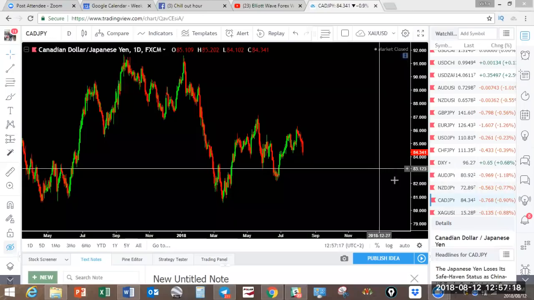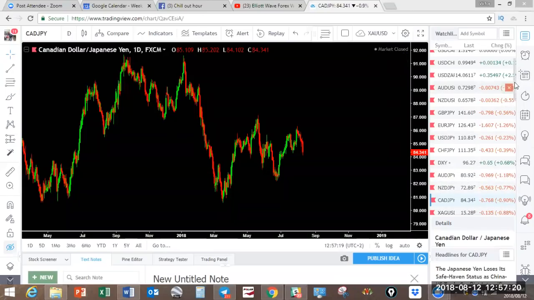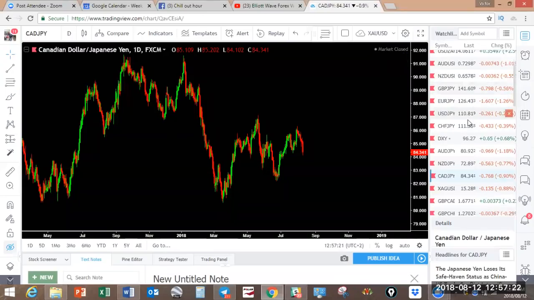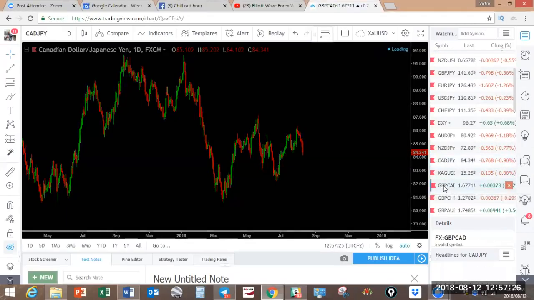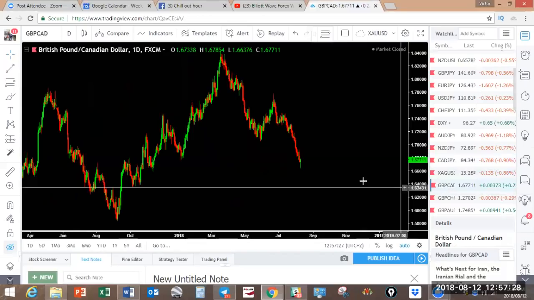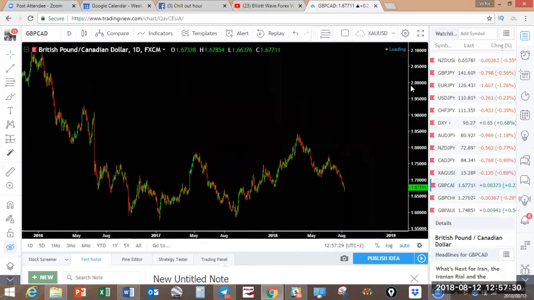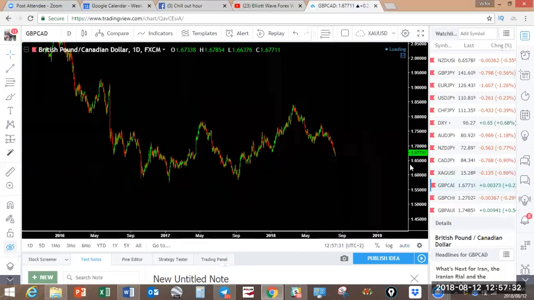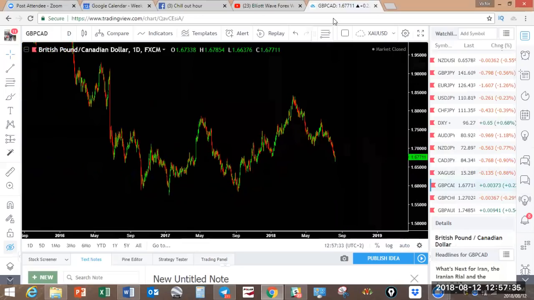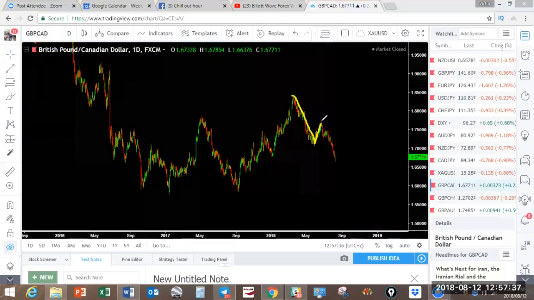All right, so that's all the yen pairs. Now let's look at the pound pairs. Look at pound CAD. Pound CAD has been very easy to trade. Okay, so pound CAD, all you're looking for now is to eventually come to a level that is the same as this one. So let's just have a look here. We're looking for continuation on pound CAD.